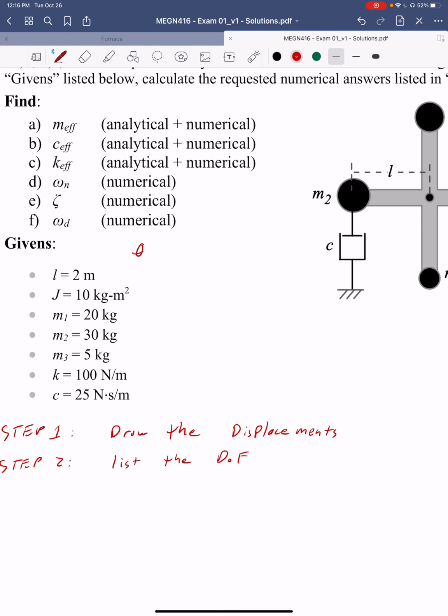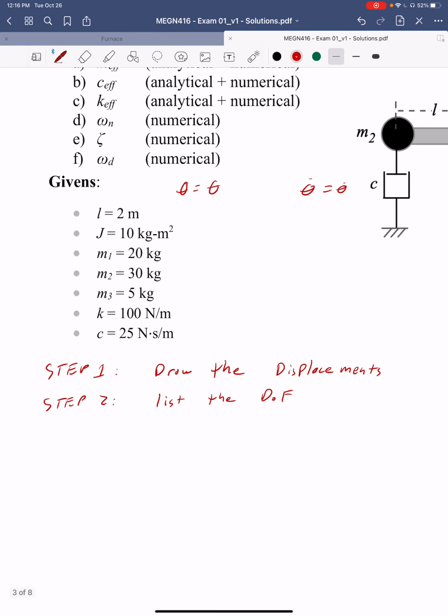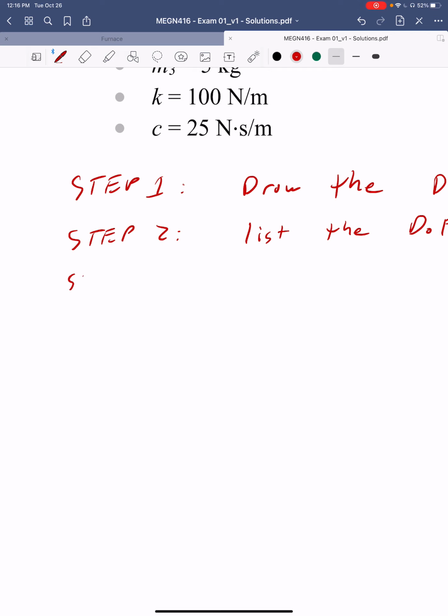So we might say theta is equal to theta, and theta dot is equal to theta dot. Okay. So those are the first two steps. I know they sound small, but they're really critical steps because this is how we're going to start getting the geometric relationships between the displacements that matter and our degree of freedom. Because we can't always count on all of the displacements being in the degree of freedom. Okay, that brings us to step three.